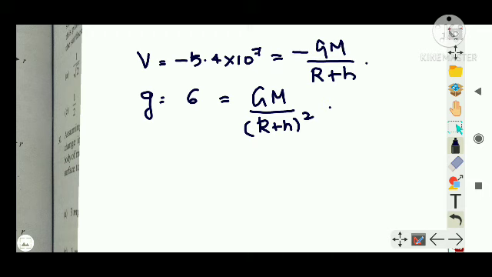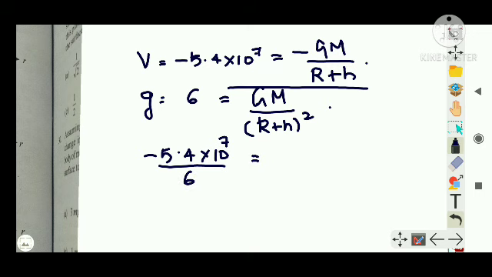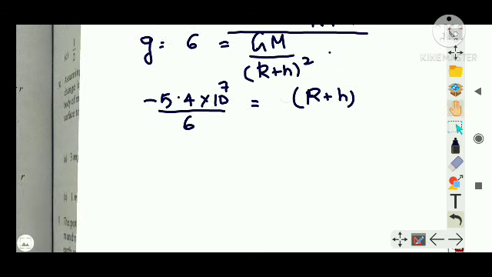So you have two equations. Let us divide these two, guys. GM and GM go off and 1 by r plus h remains. That is minus 5.4 into 10 to power 7 divided by 6 is equal to minus GM by r plus h, so you will have only r plus h. There is a minus on both sides, so the minus and minus cancel off. So I can write 5.4 into 10 to power 7 divided by 6 is equal to r plus h.